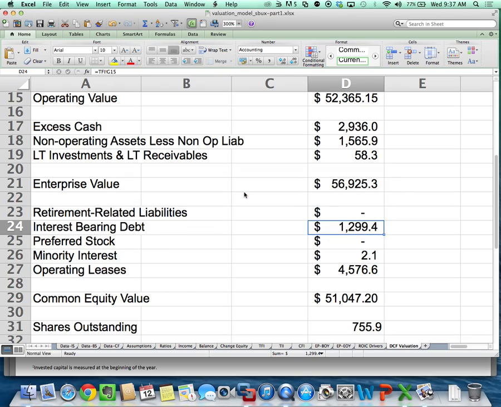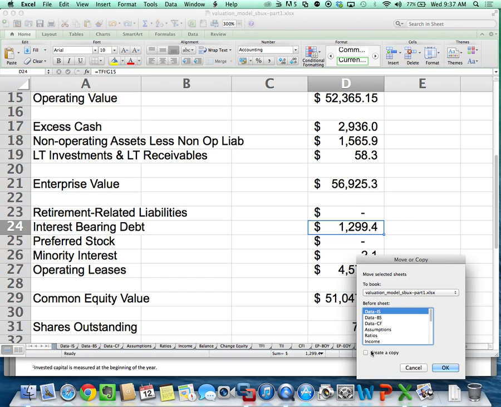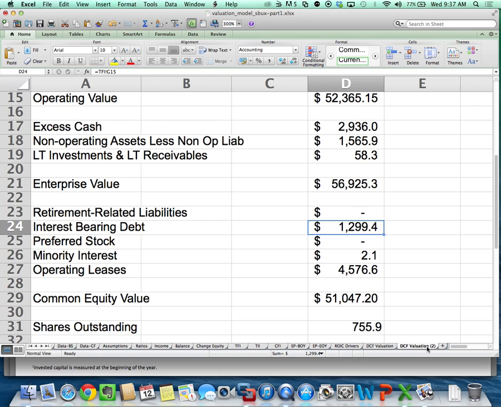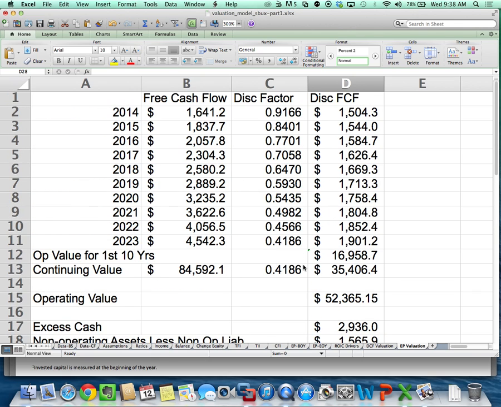If I go back to Excel, I'm going to clone this worksheet. Take the DCF, move or copy, create a copy, put it at the end. So I have DCF valuation 2, a copy of the worksheet that we just created. Then I'm going to rename this the EP or economic profit valuation. Okay. So right now my EP valuation tab and my DCF valuation tab are identical.